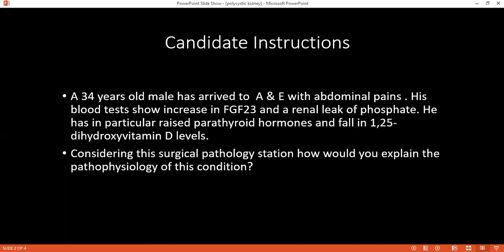Can you please tell me what is the mode of inheritance of this condition? Mainly autosomal dominant in adult polycystic kidney disease and autosomal recessive in infant polycystic kidney disease, due to mutation in polycystic kidney disease 1 and polycystic kidney disease 2 on chromosome 16.